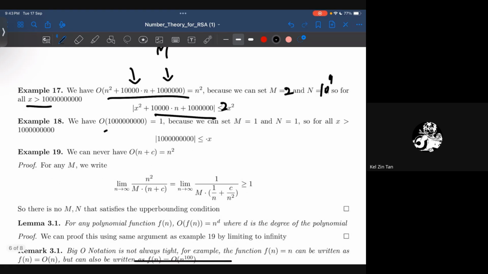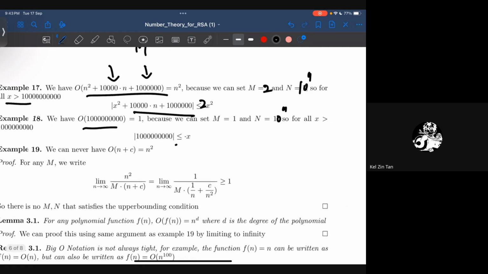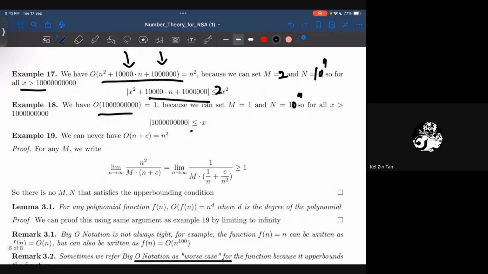So now look at this. Why is it that the constant of 10 billion is equal to 1? Because we can always set the coefficient of this to just be 1, and then n, sorry, this should also become 10 billion. And then this will always hold. So that's the example for big O notation.